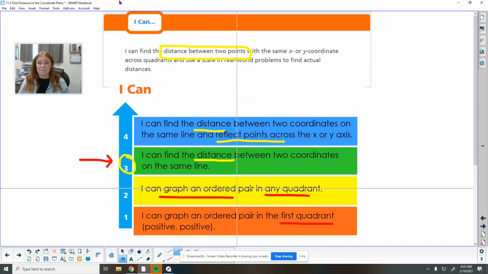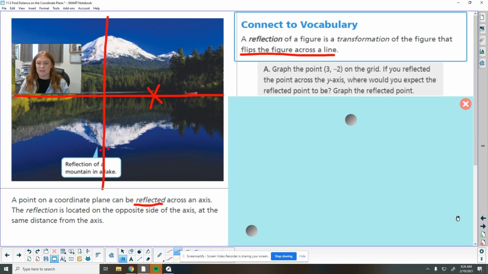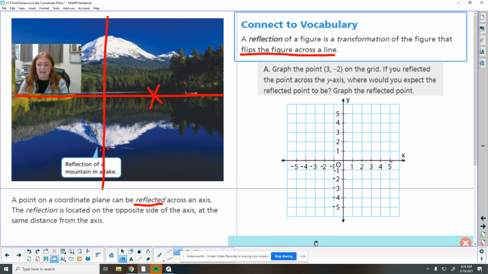So coming back here. If you're trying to get a 4 today, this is the part I think will be the hardest for us, is understanding these reflections. But the distance that we find, that's our real focus today. So this is just some extra. So stay with me here. So first we want to graph the point (3, -2) on the grid. So let's go ahead and graph that here.